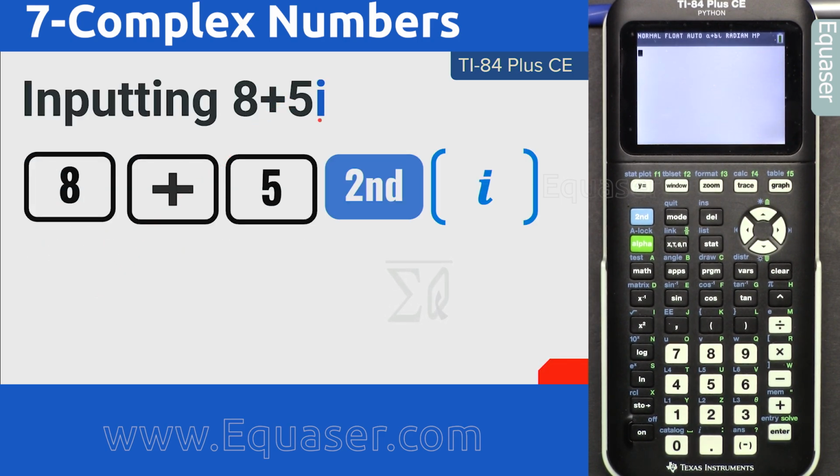Let's enter 8 plus 5i: 8 plus 5, and then second function i. For i I am using this dot button. The i is blue. All the keys that have blue values are second functions; when you press the button they will be activated. So 8 plus 5i and enter.